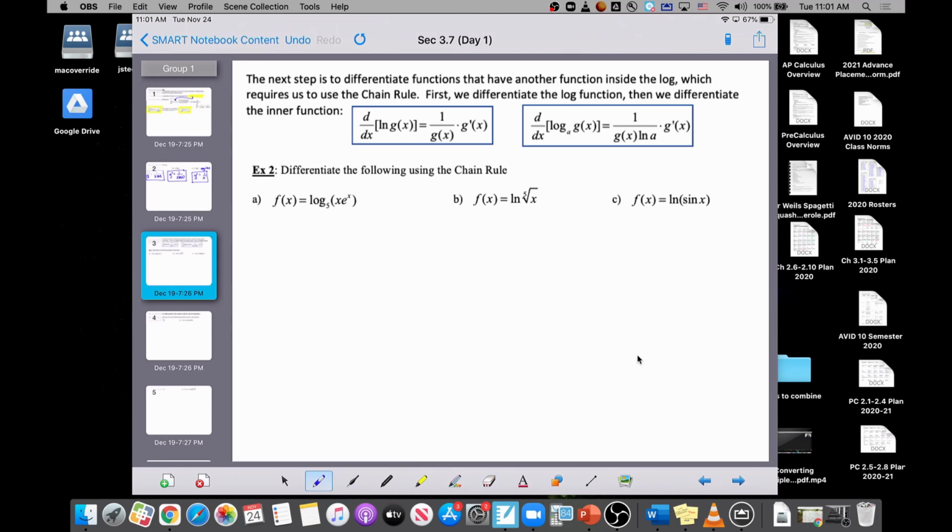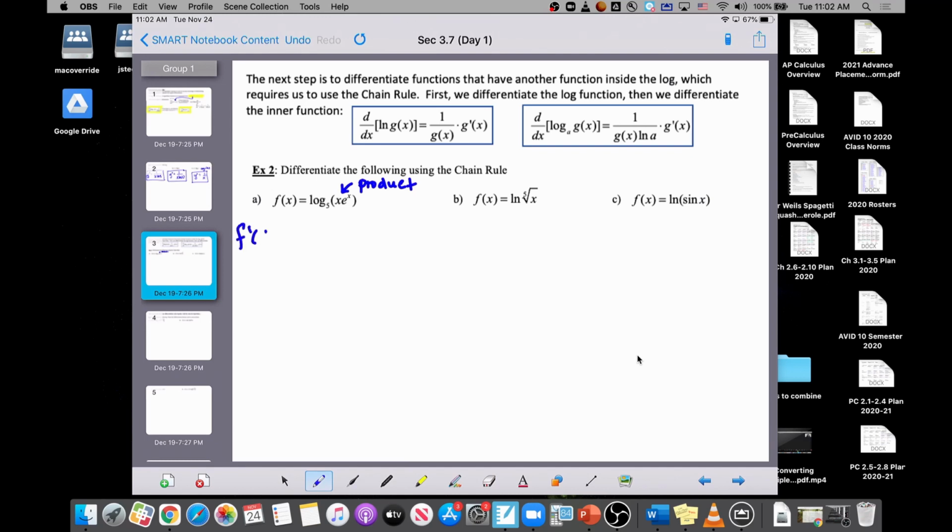All right, in example A, we have log base 5 of x e to the x. So we have a product inside of our log. Okay, so whenever I differentiate logarithmic functions, I always think of whatever's in the parentheses as just the stuff, right? So the logarithmic differentiation part, or the outer function differentiation, is just going to be 1 over the stuff times the natural log of the base, and then times the derivative of the stuff. So in this case, the stuff is going to be product rule when we do the derivative there.